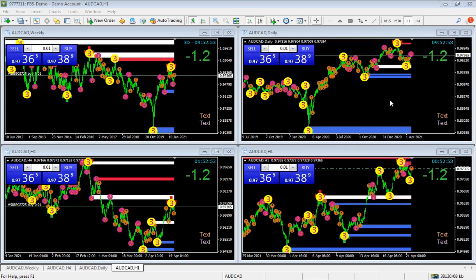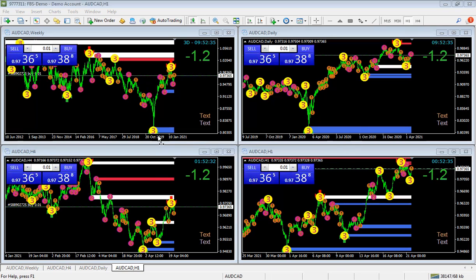So this is a multi-time frame trading. What you see on my screen here is the same currency. Here, I have AUD CAD, but I have AUD CAD on different time frames.